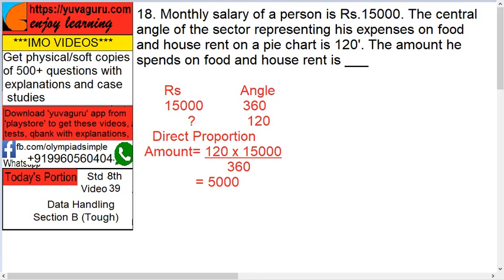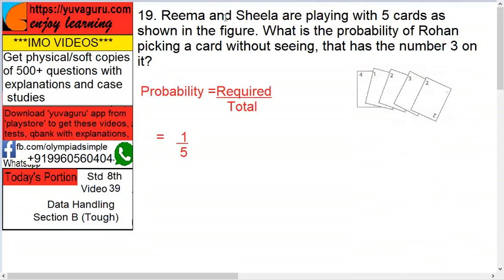Rupees 5000. Rima and Sheila are playing with 5 cards as shown in the figure. These are the 5 cards. What is the probability of Rima picking a card without looking that has number 3 on it? Okay, 3. So what is the formula for probability? It is required upon total, or favorable outcomes upon total outcomes.